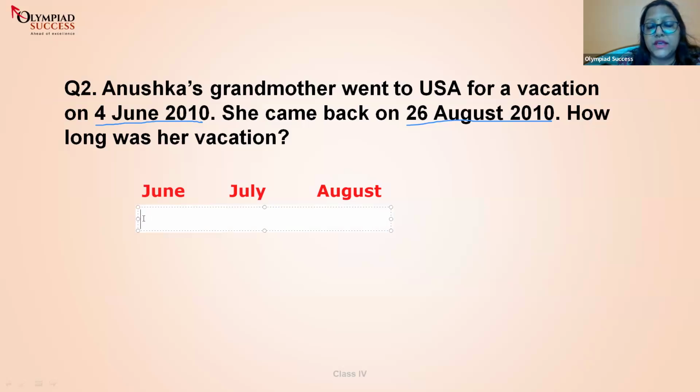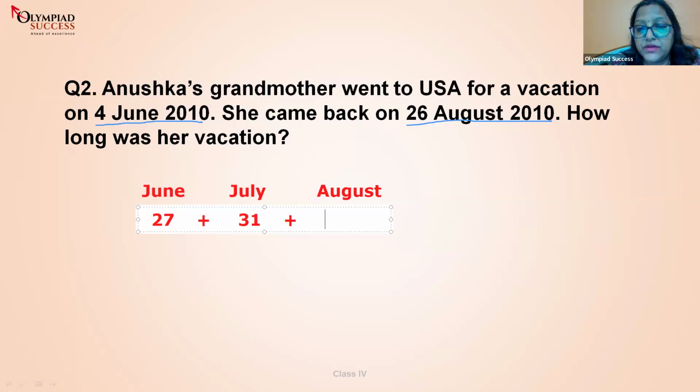June has 30 days. You will be just leaving the first 3 days, 1, 2, 3. And the rest of the days is counted as the number of days in the vacation over here, right? So 30 minus 3 is 27. So you are left with 27 days over here, correct? Next, July, we have the complete month that she stayed over there in US. So July is having 31 days. That means for the complete 31 days she stayed over there. Okay.